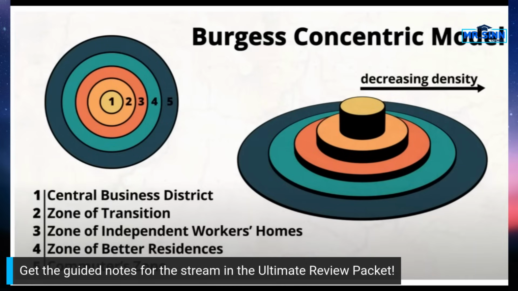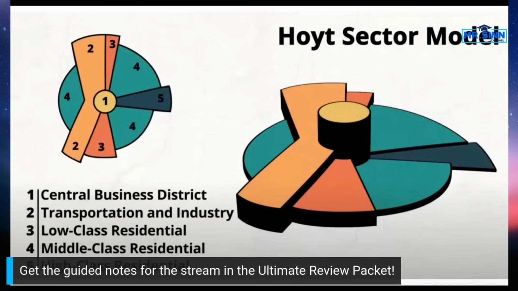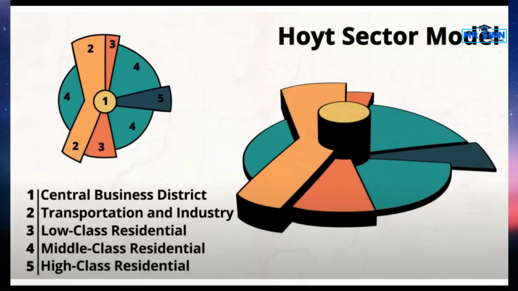Now, our next model that we're going to look at is the Hoyt sector model. A big focus here: we still have our CBD. Just quickly taking this off so it's not blocking anything. We still have that CBD. Notice now, though, right down the middle here is this transportation. And surrounding this area too is industry. So you think about a big highway cutting through a city.